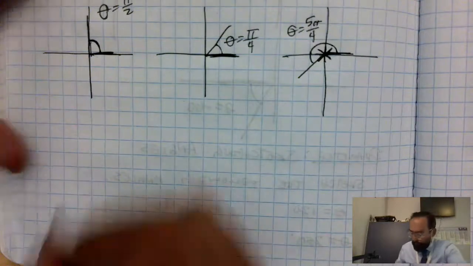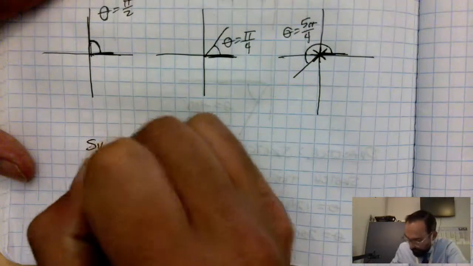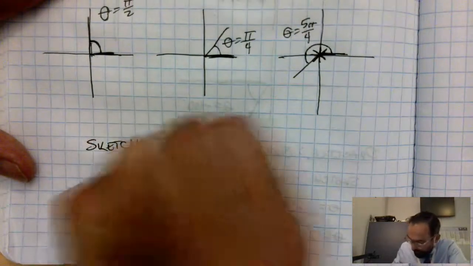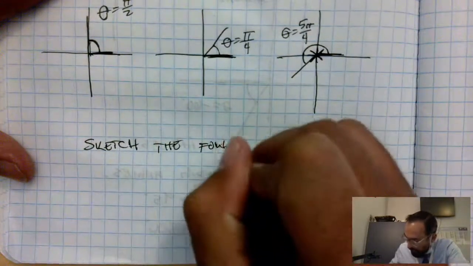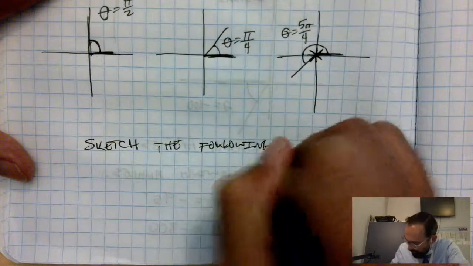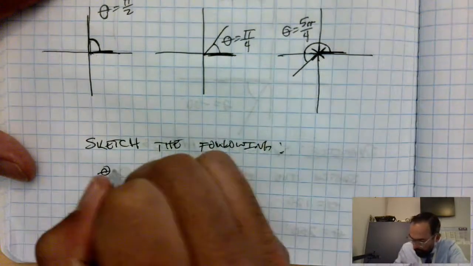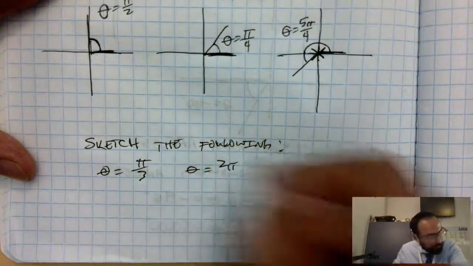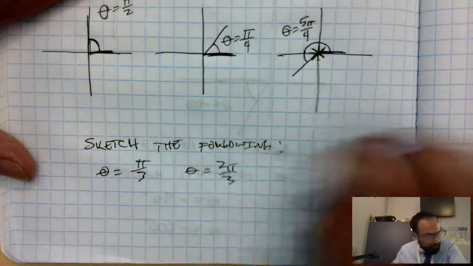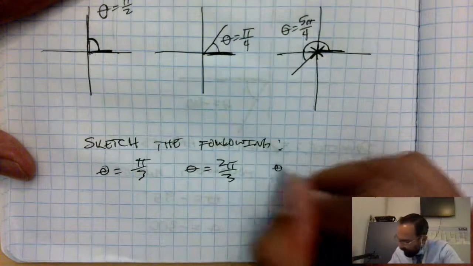So let's go ahead and get some more practice with this. We're going to sketch the following angles, and they're going to be listed in radians. So we're going to start with pi over 3, and then we're going to move over to 2 pi over 3, and let's end up with 4 pi over 3.